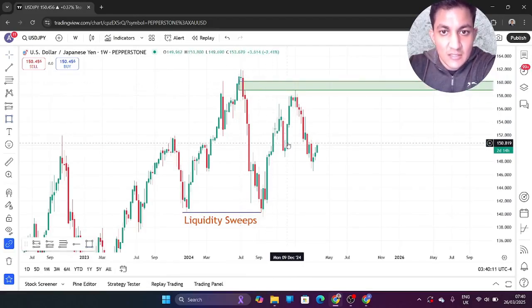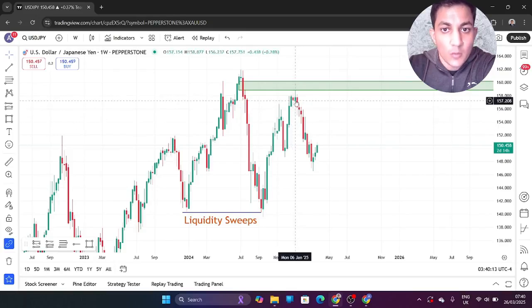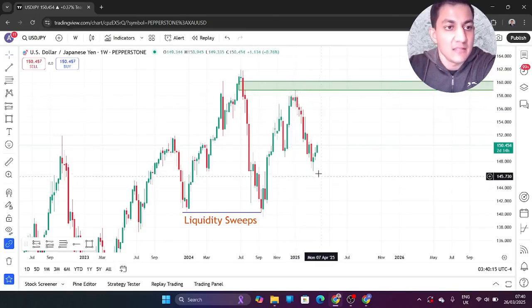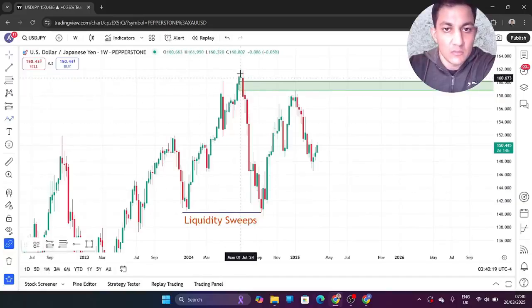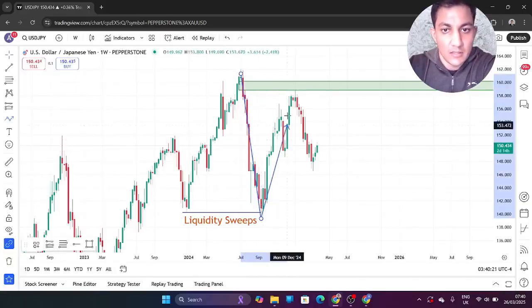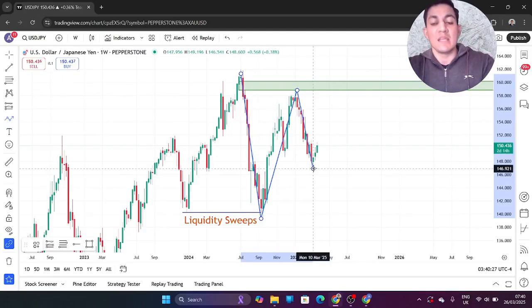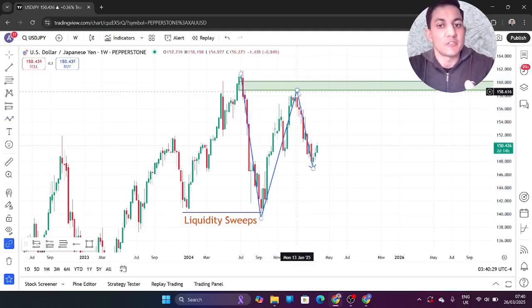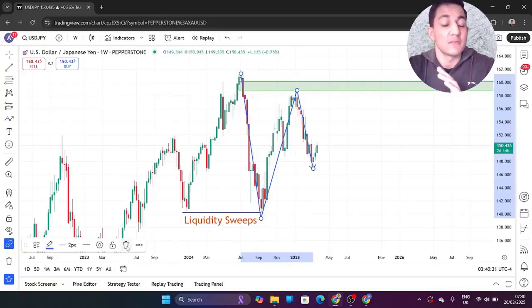Now, can you see how price literally comes all the way up, taps it, and then instantly reverses off in the opposite direction, right? You see how we have our liquidity sweep like this. Price comes all the way up, it taps this fair value gap, and then starts to retrace, right? That right there is bearish.